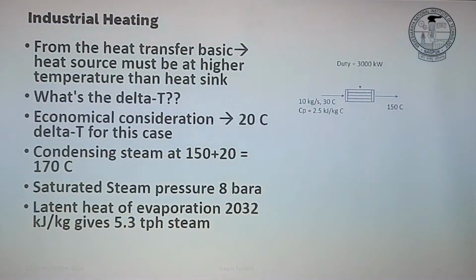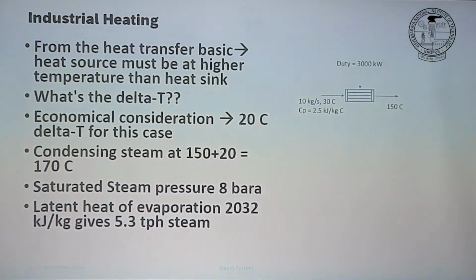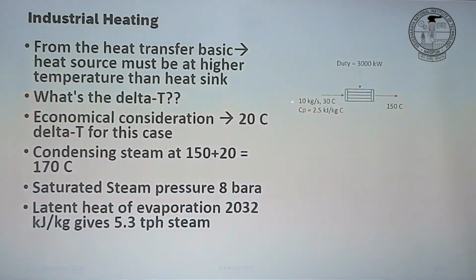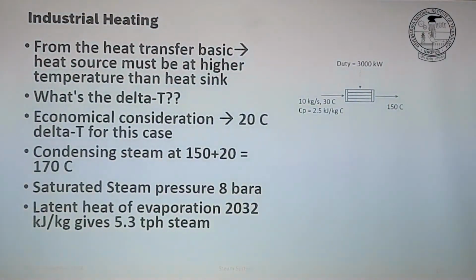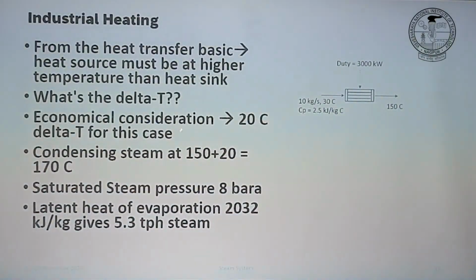So let's assume for this application we need 20 degrees centigrade delta T. We are heating the stream from 30 degrees to 150 degrees, and we said the minimum temperature difference we need is 20 degrees. That means on this end we need to have steam at 170 degrees. That fixes our pressure from the same curve we saw at the start, the temperature-pressure saturation curve, which is somewhere around 8 bar.